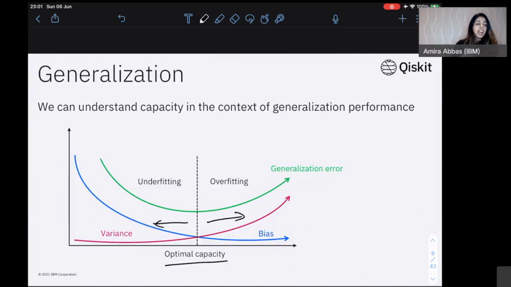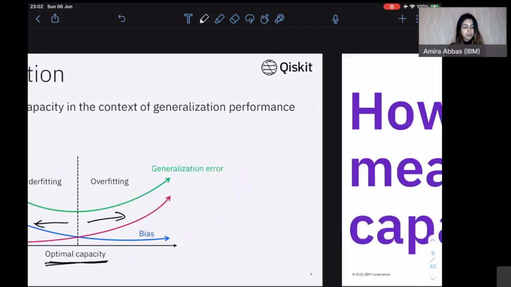So it doesn't have a high bias and it doesn't have a high variance. Now, choosing a model with this optimal capacity, of course, is not easy. And in fact, thinking about what capacity even means is arguably still an open question. How do we even measure the capacity of a model?